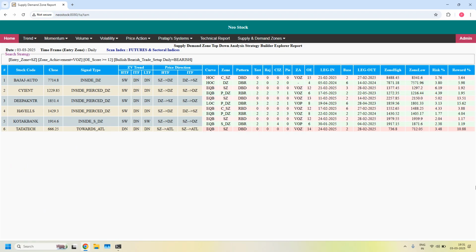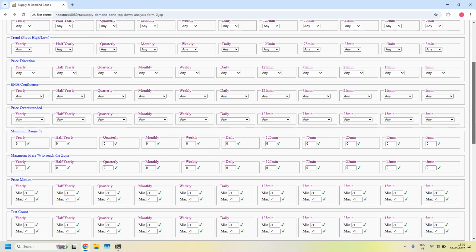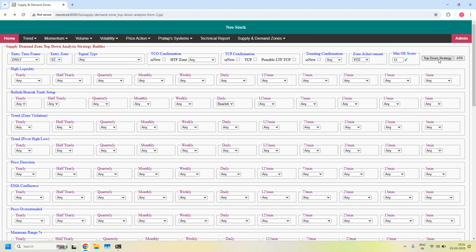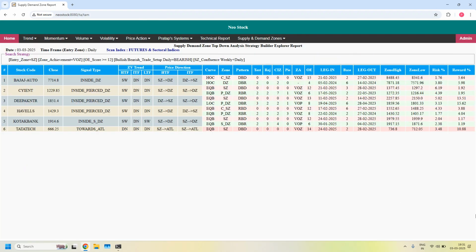So these 6 stocks are currently supporting bearish trade setup for monthly income trade. And entry time frame zones are daily supply zones. All these are all daily supply zones. Out of these 6 daily supply zones, let us further filter based on the zone confluence. First filter LTF, ITF, supply zone confluence. That is daily and weekly supply zone confluence. I am enabling the filter. So with this filter, out of 6, we got all 6 stocks.